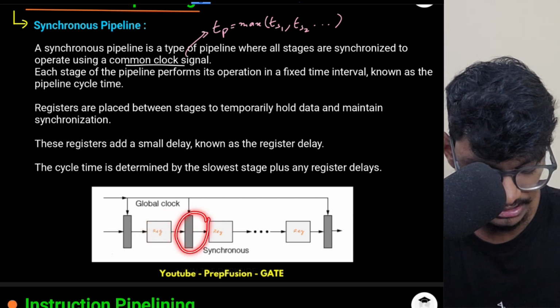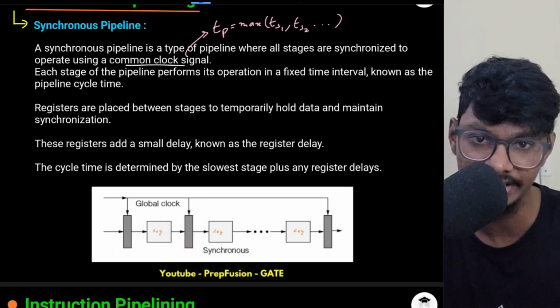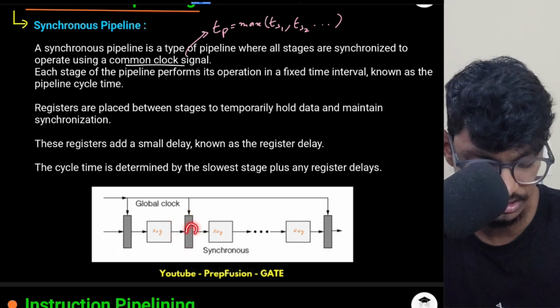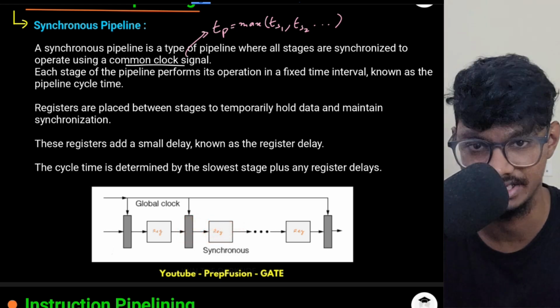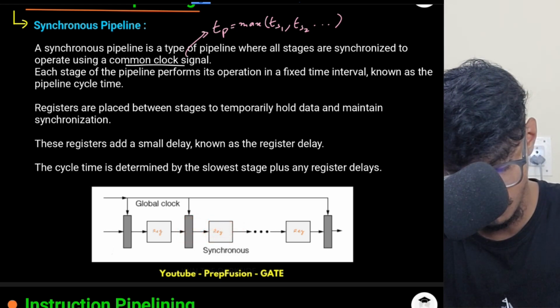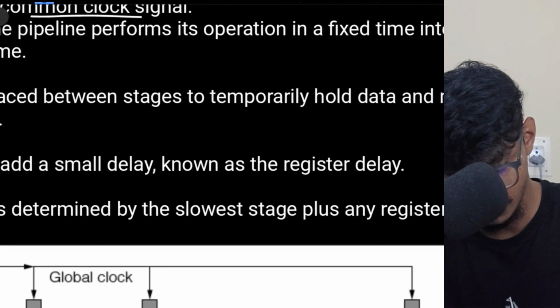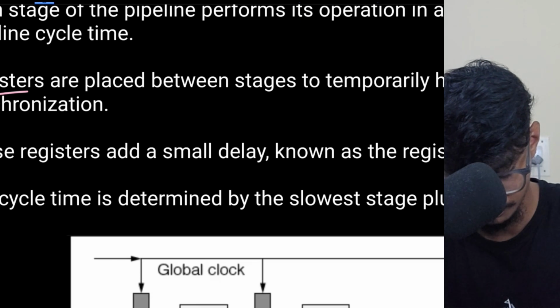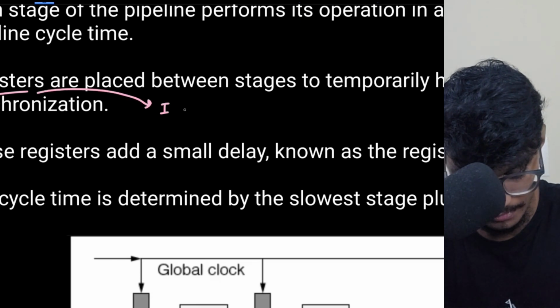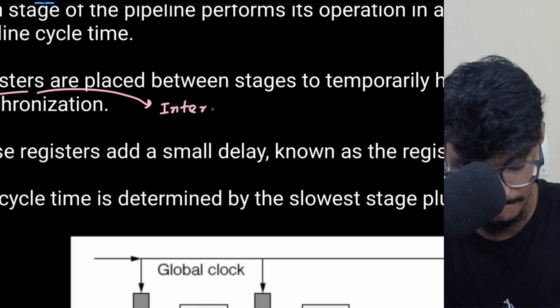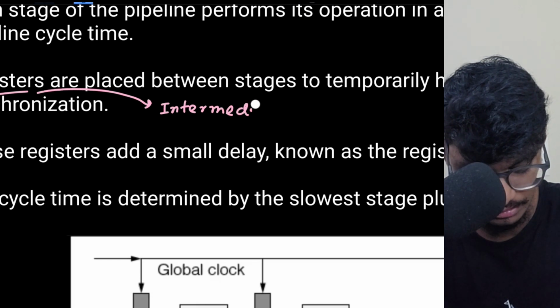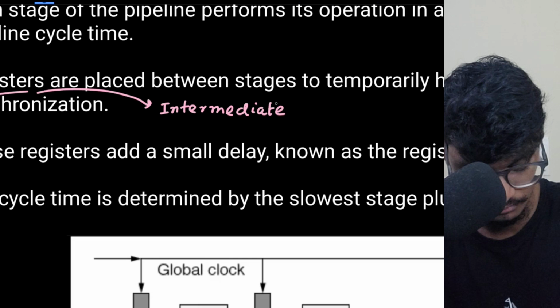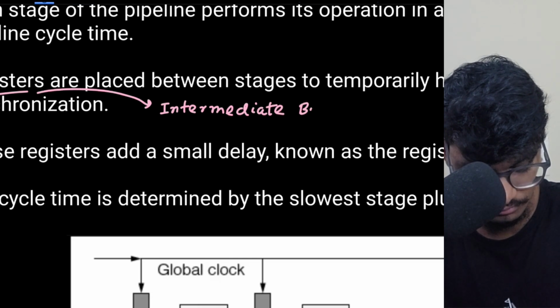So the data will get stored in a register at 2 nanoseconds, and then I will wait, and finally at 5 nanoseconds this data will be given to the next stage. That is what we do. This is also known as intermediate buffers. Registers are also known as intermediate buffers.